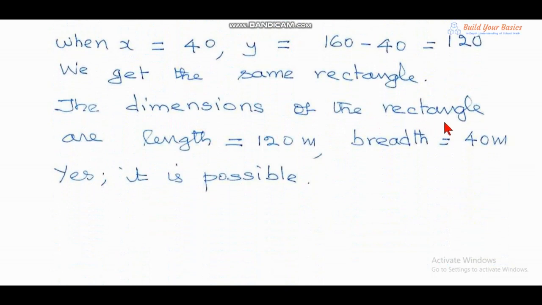The dimensions of the rectangle are length 120 meter. Since it happens to be a bigger number than 40, I call it length. Length equal to 120 meter and breadth equal to 40 meter. Yes, it is possible to construct a rectangle whose perimeter is 320 meter and area is 4800 square meter, and its dimensions would be 40 meter and 120 meter. That's all.